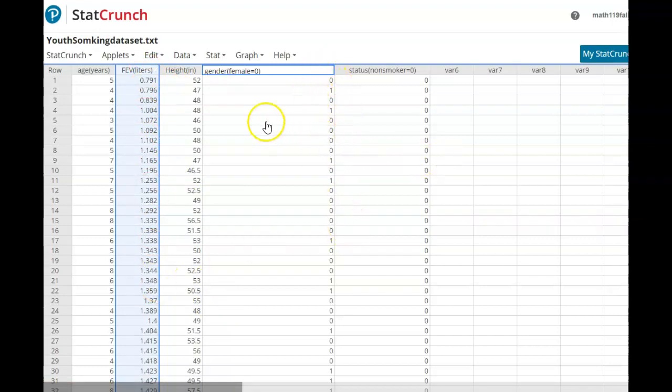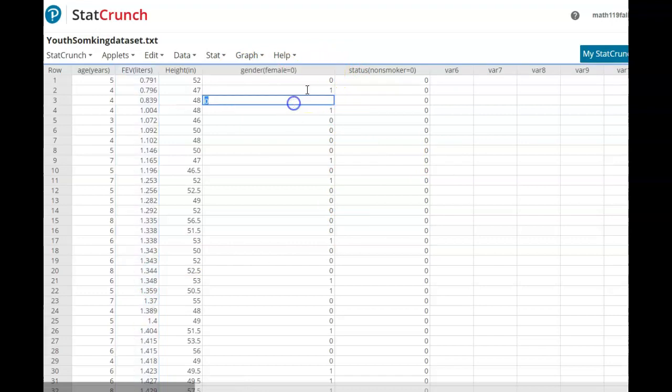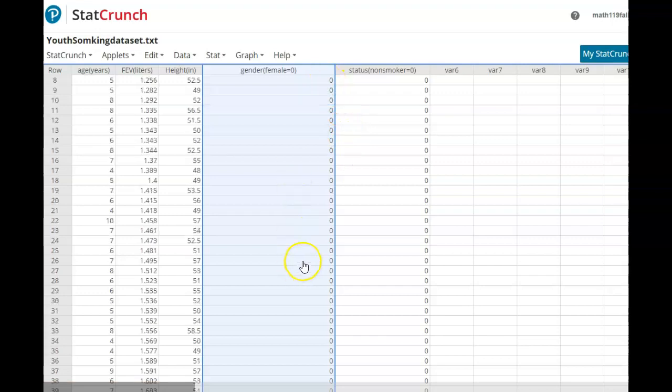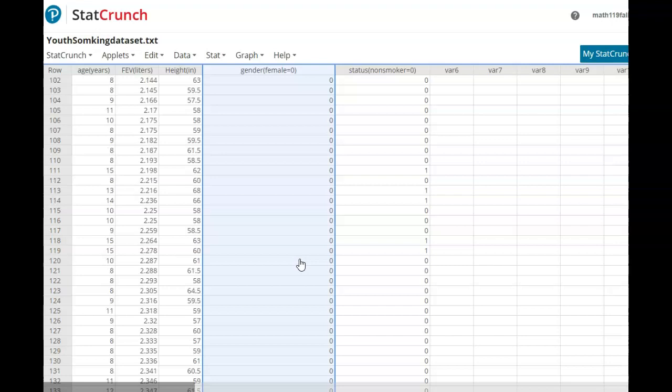Or if I want to divide up the males and females, you can go here and ascending. You put all the females together, the zeros, and all the males together. So you can see how many males, how many females there were in the study.